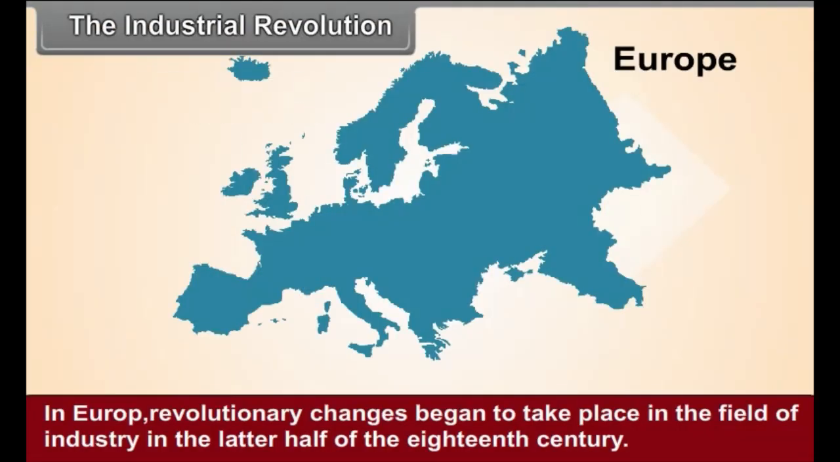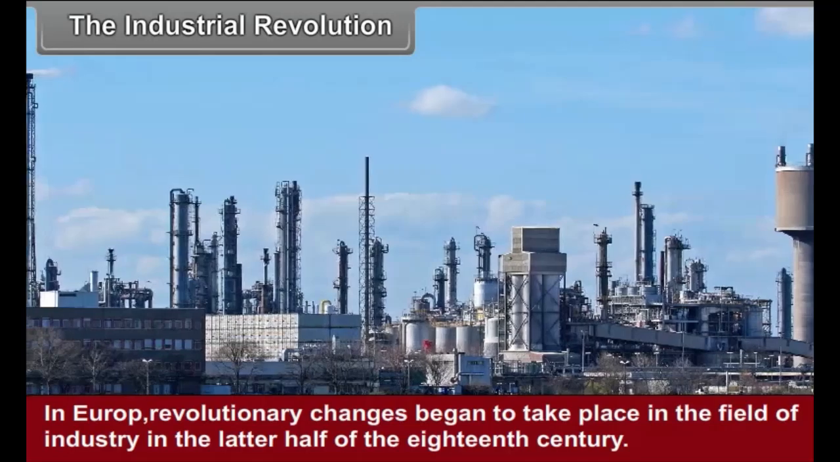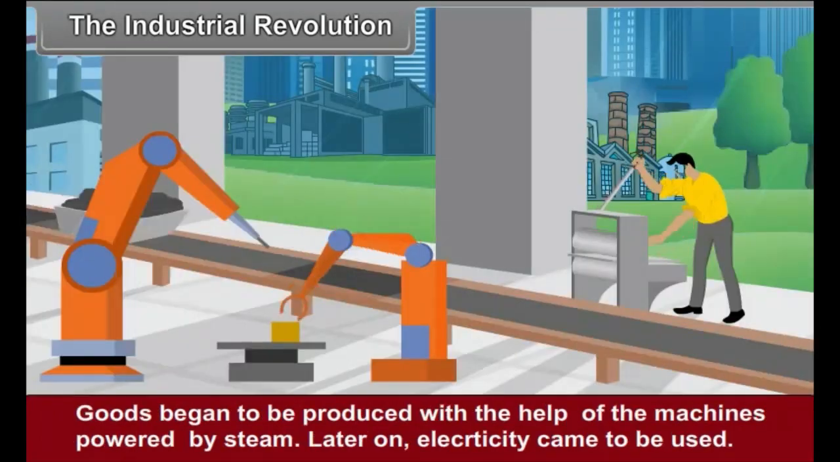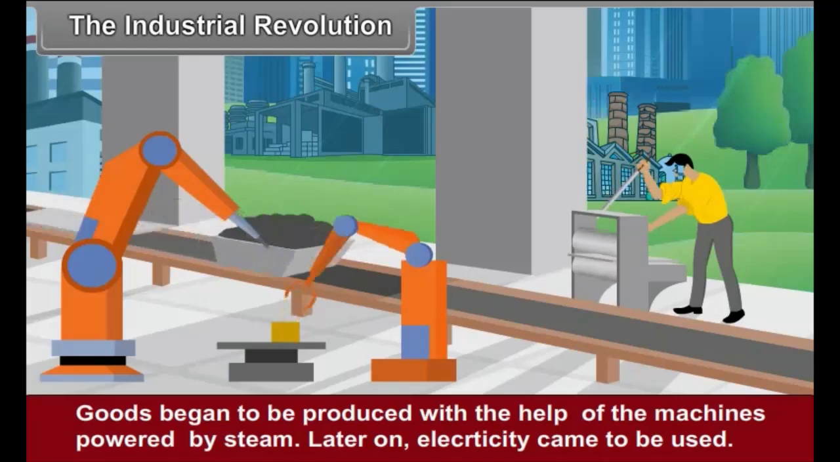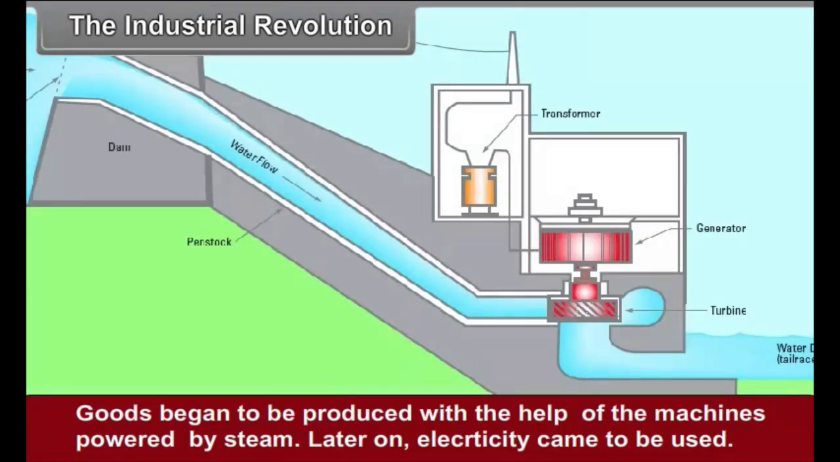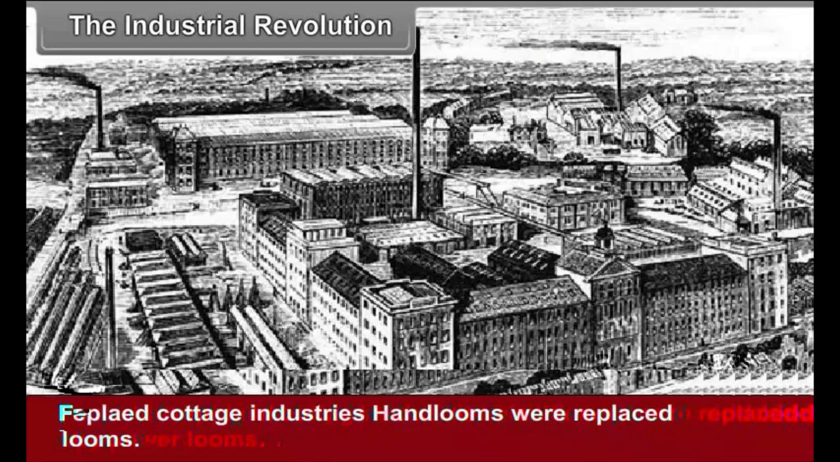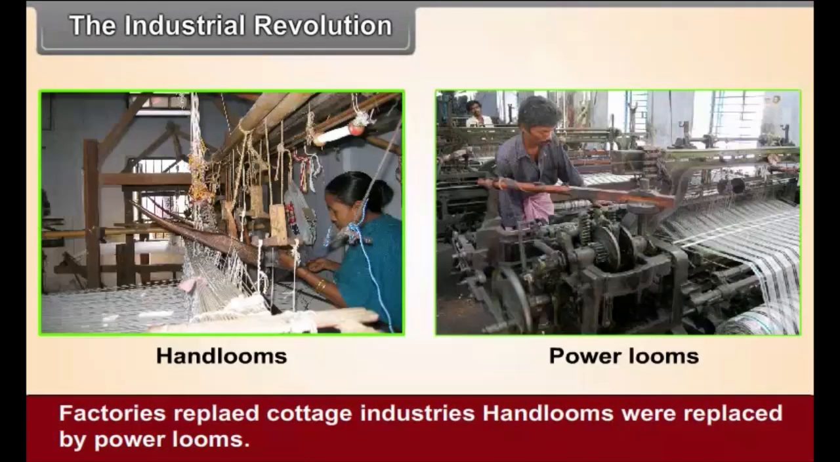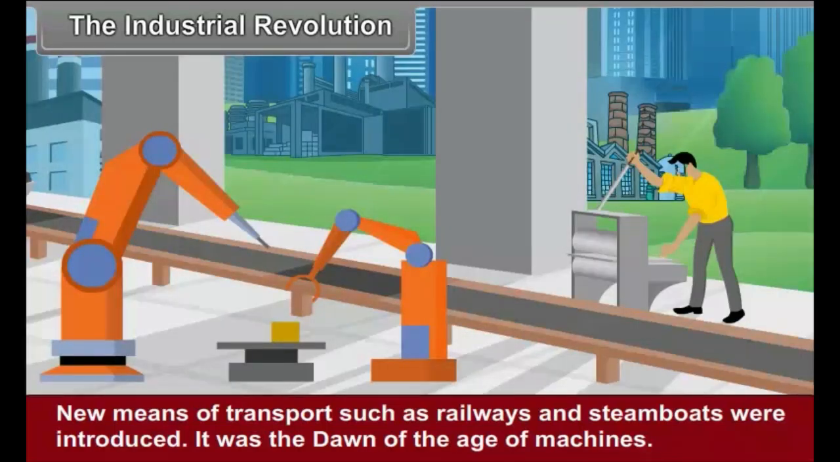The Industrial Revolution. In Europe, revolutionary changes began to take place in the field of industry in the latter half of the 18th century. Goods began to be produced with the help of machines powered by steam. Later on, electricity came to be used. Factories replaced cottage industries. Handlooms were replaced by power looms. New means of transport such as railways and steamboats were introduced. It was the dawn of the age of machines.